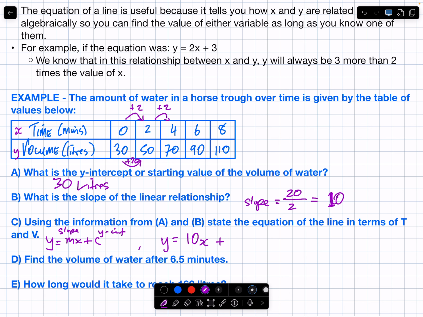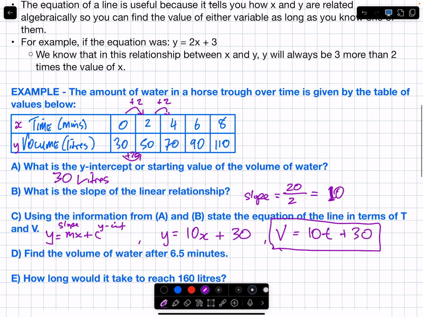Say it louder. 30. Almost there. You don't have full marks yet, because using the info from A and B, state the equation of the line in terms of t and v. We don't want it in terms of y and x. We want it in terms of t and v. So volume is y equals 10, x is the time, plus 30. So now we have the equation of that line in context of the problem, which was volume and time in minutes.